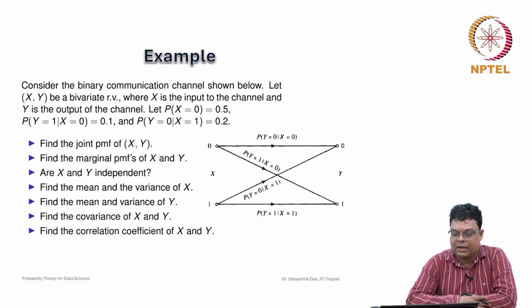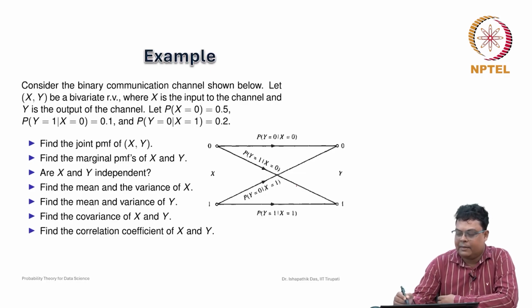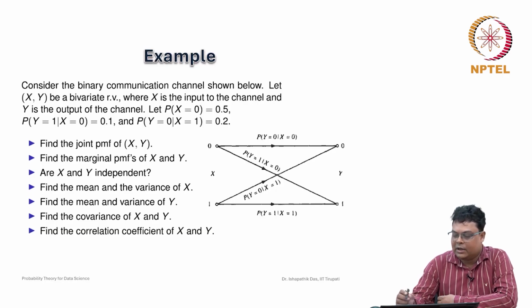So, consider the binary communication channel, shown in this graph below. Let XY be a bivariate random variable where x is the input to the channel. So, x is the input, some kind of switch. If it is on, then the value is 1. If the switch is off, then the value is 0. So, there is a channel, and y is the output of the channel. Depending upon the x values, y has some kind of output.